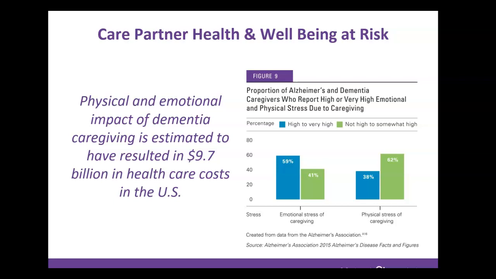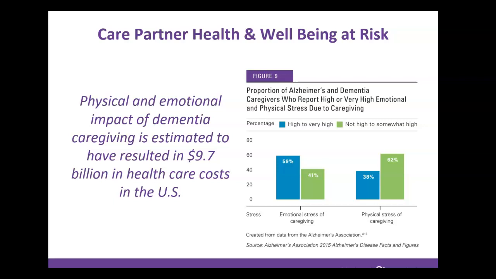It is considered very high stress levels, and this graph is really trying to show you the very high to not high or somewhat high report of caregiver stress and physical stress. So about 59% of respondents in a survey stated that they were experiencing high to very high emotional stress related to caregiving, where 41% said that it was not high to somewhat high.